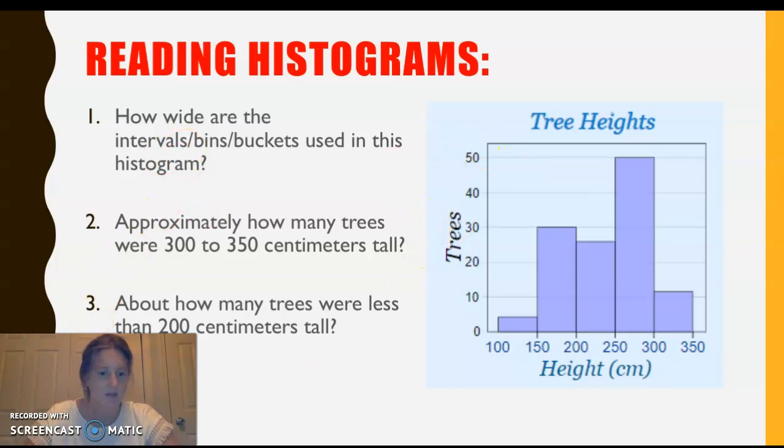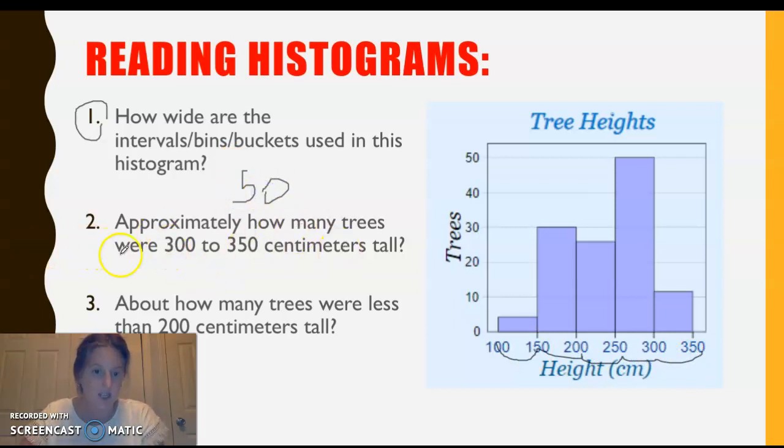Again, same picture here. Maybe pause and do these 3 questions on your own and then come back and we'll go over the answers. Number 1, how wide are the intervals, bins, and buckets used in this histogram? So here we're talking bin size, counting by 50s.